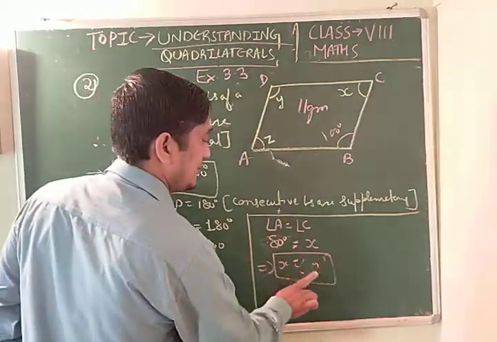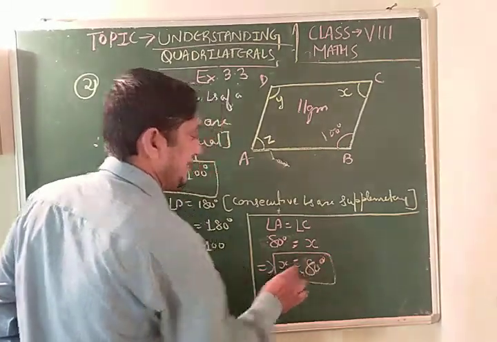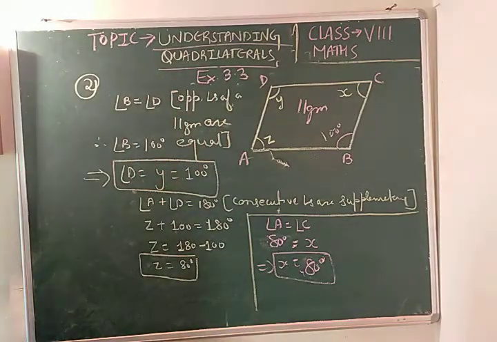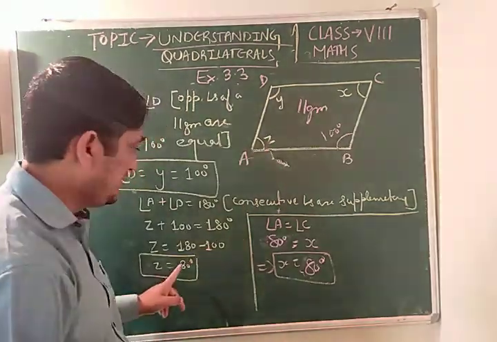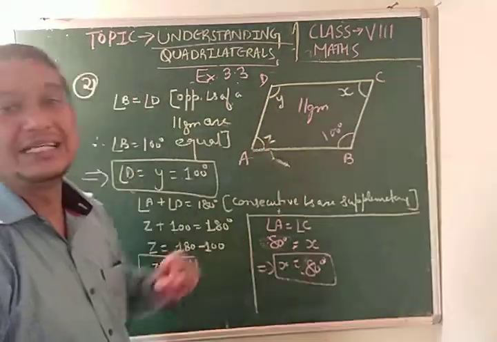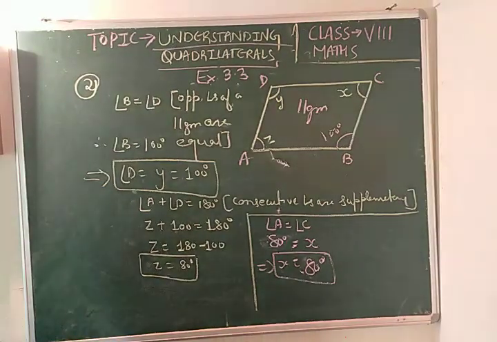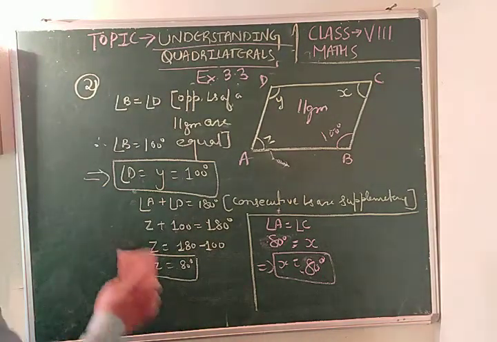The opposite angles of a parallelogram are equal and Z is equal to 80. So the value of X is also 80. Next is second part.